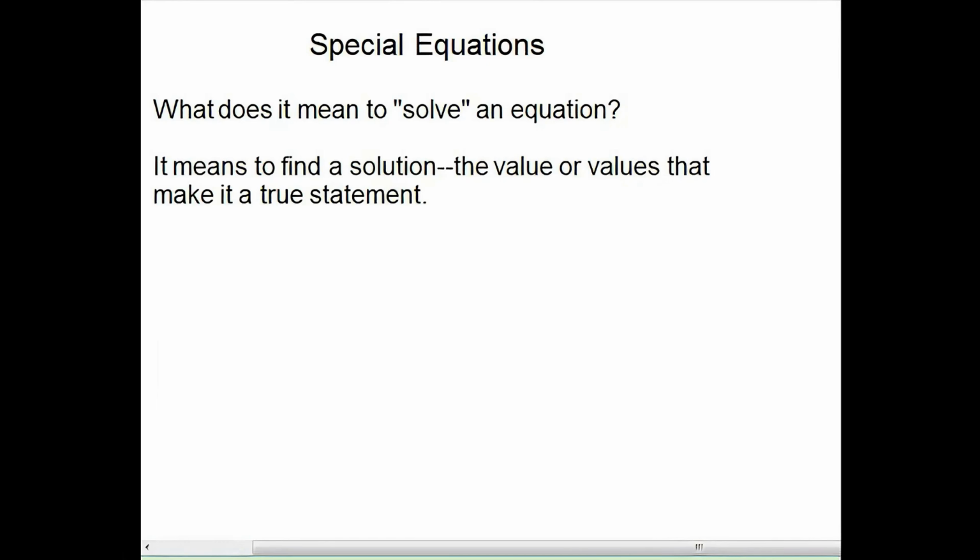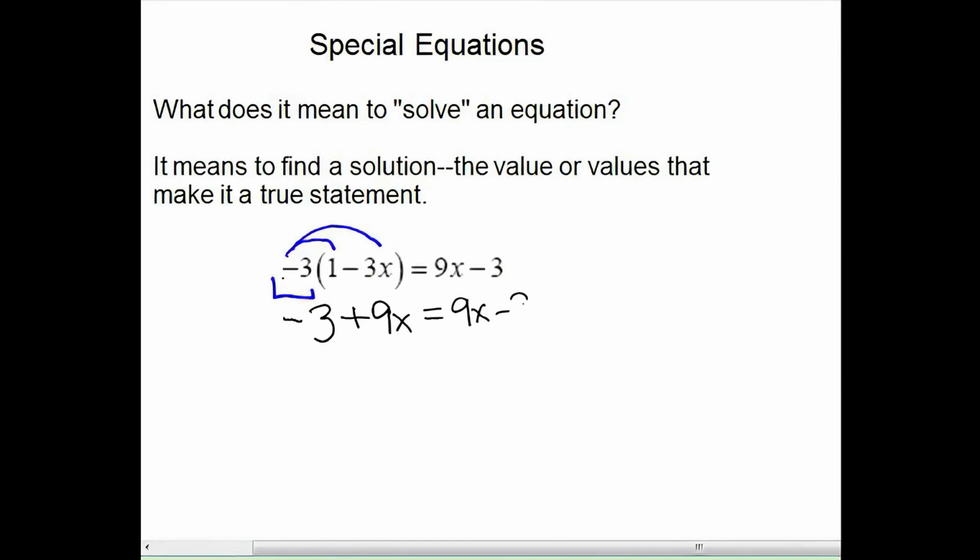Special equations. What does it mean to solve an equation? It means to find a solution, the value or values that make it a true statement. Let's try to solve this equation. So first we will simplify on the left by distributing the negative 3. And this will give us negative 3 and plus 9x. Parentheses will come off.